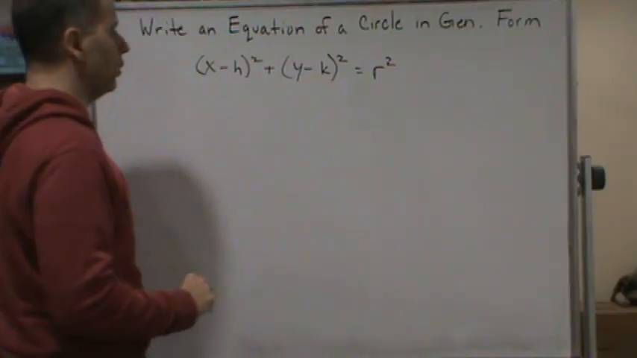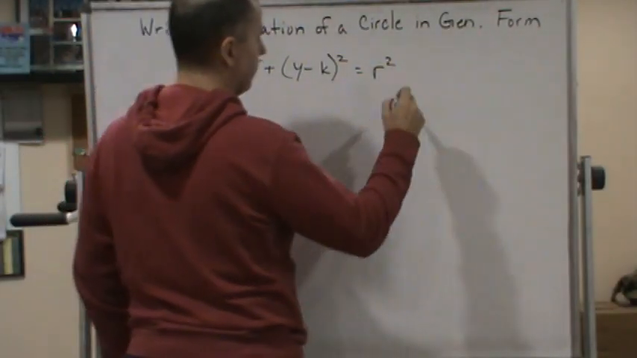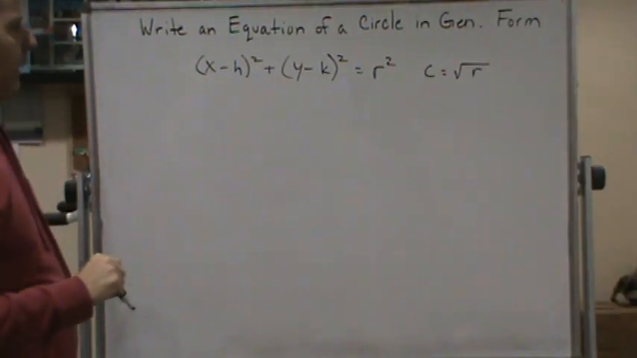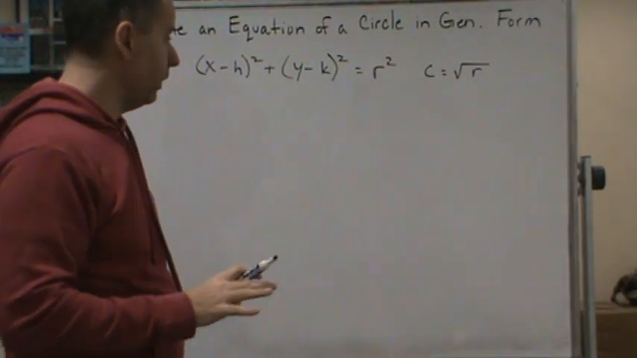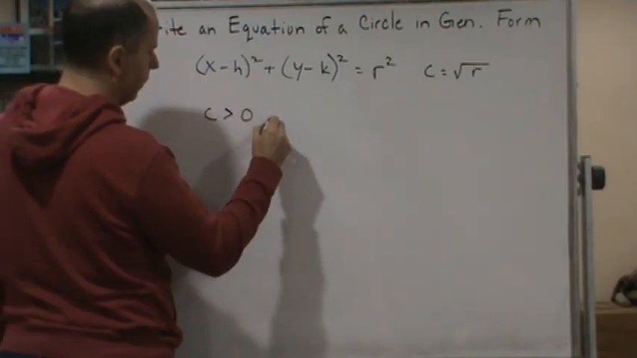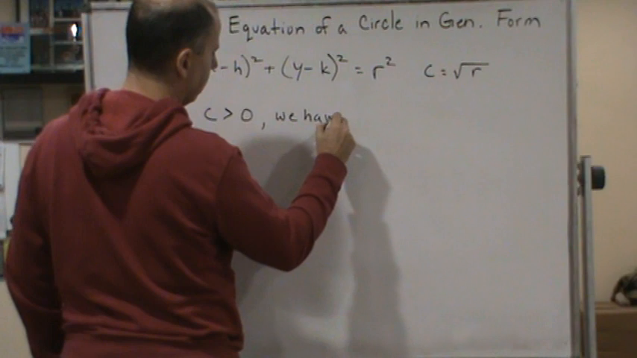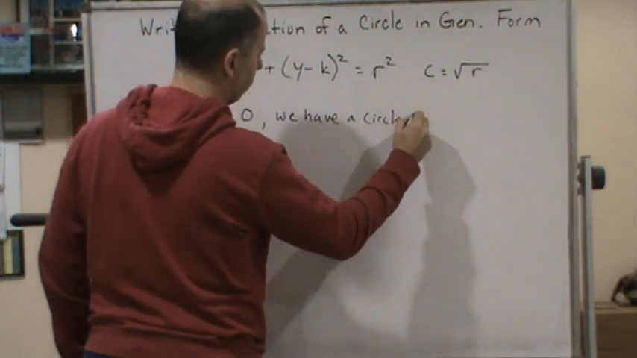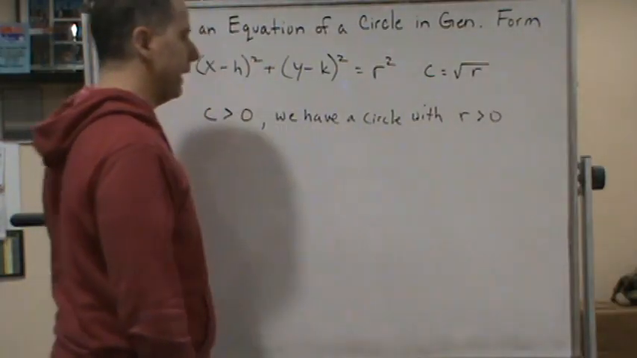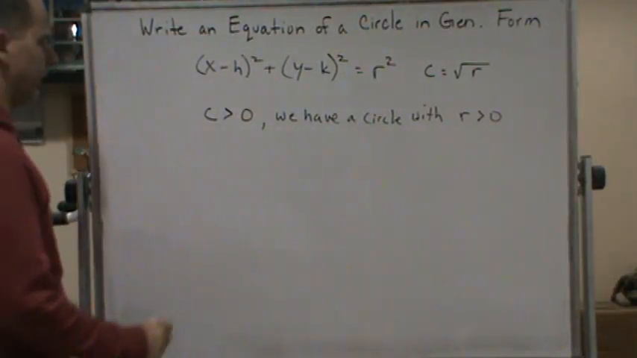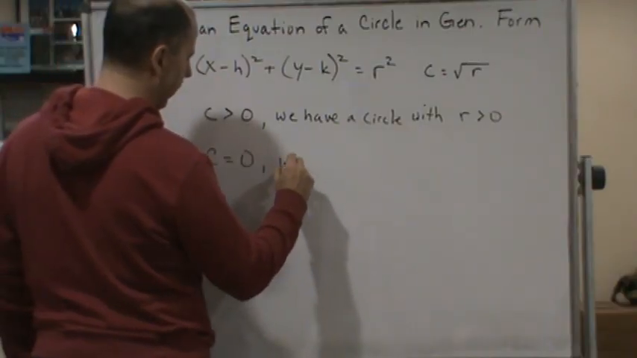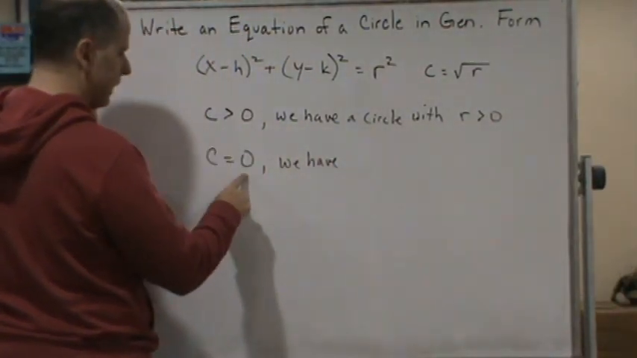Okay, so now if we look at the square root of r, so let's call that c equals the square root of r, for example. Okay, now that will tell us something about the circle. Okay, if c is greater than 0, then we have a circle with radius greater than 0. Okay? If c is equal to 0, we don't have a circle, we have a point. Because the radius is 0.